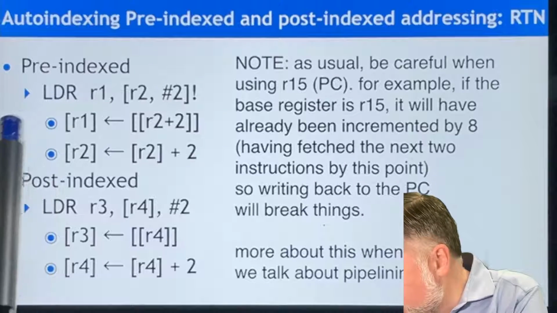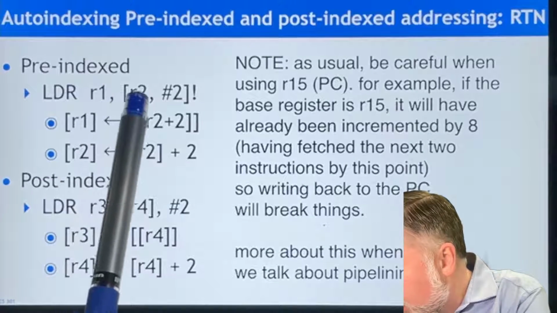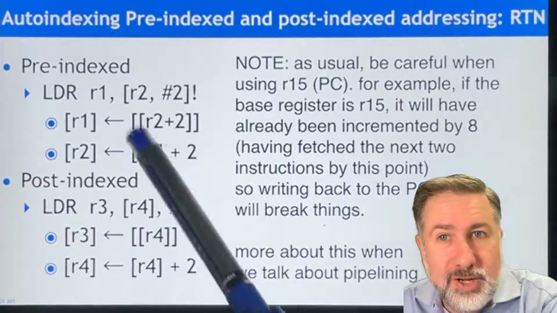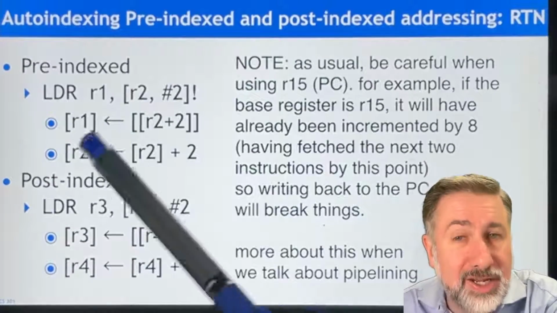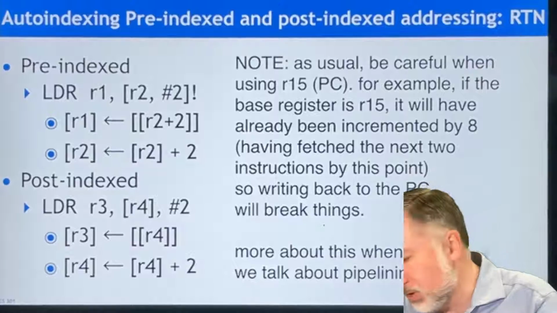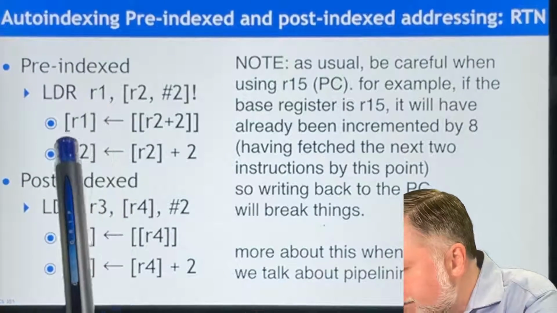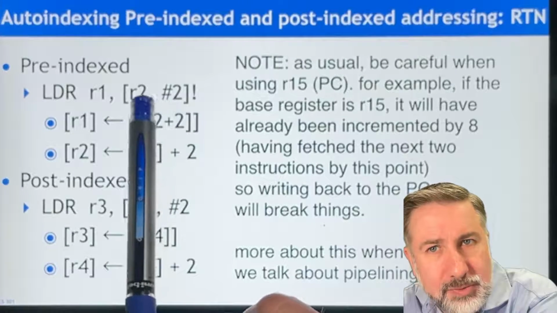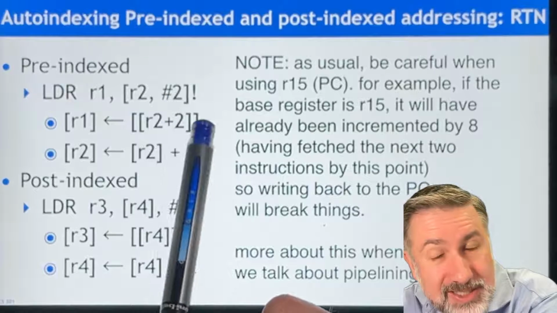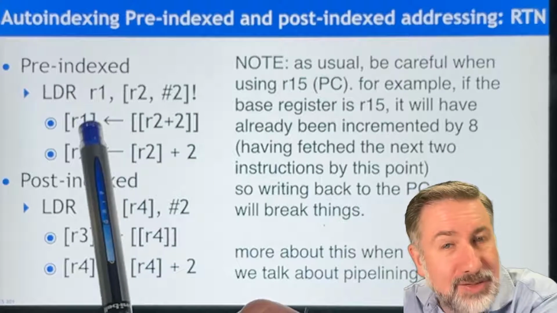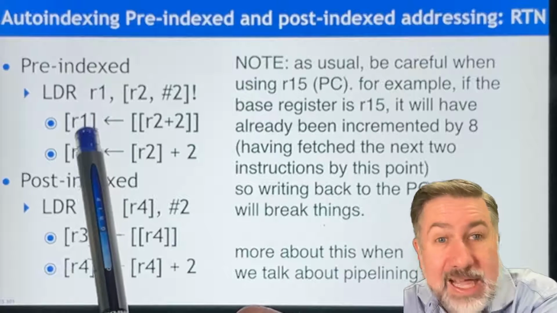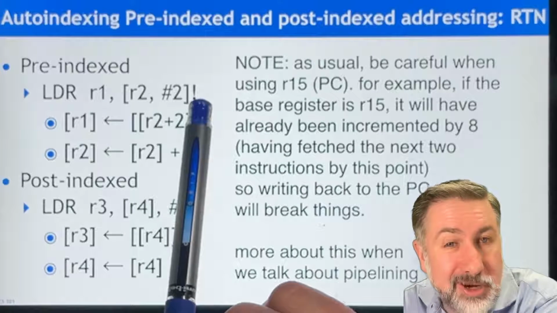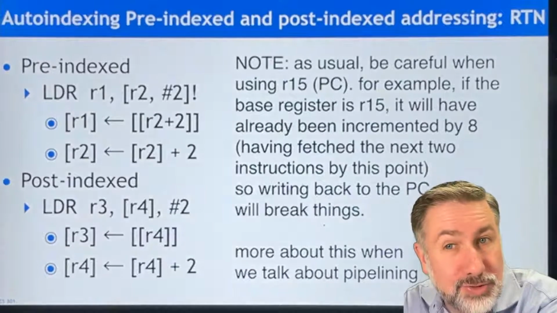So this example here, if we're loading into R1, R2 plus 2 and writing it back, then we're actually doing 2 things. This is register transfer notation. We're transferring registers back and forth, so we use RTN, register transfer notation, to specify what we're actually doing. We do 2 things here. R1 is going to get the value specified by the memory at R2 plus 2. So we get R2, we add 2, we use that as an address, and we use that to load memory, and we put that into the register R1. Also, we're going to take R2 plus 2 and put that into R2. We're updating R2 because the exclamation mark tells us to update R2. So that's two things happening.